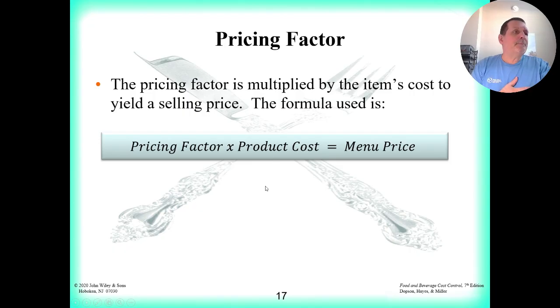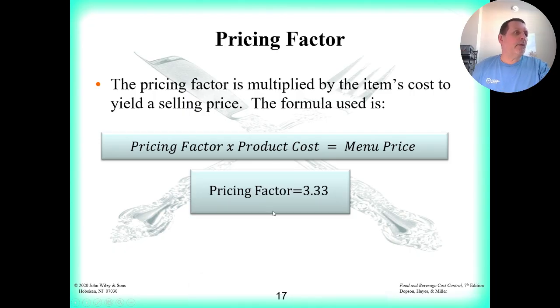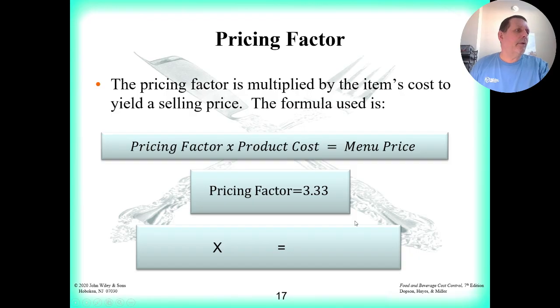Okay, we got 3.33. So that's what it would be for 33%. So we have 3.33 here as our pricing factor. Let's say my cost is $4.27. If I multiply 3.33 times 4.27, I end up with a menu price of $14.22.